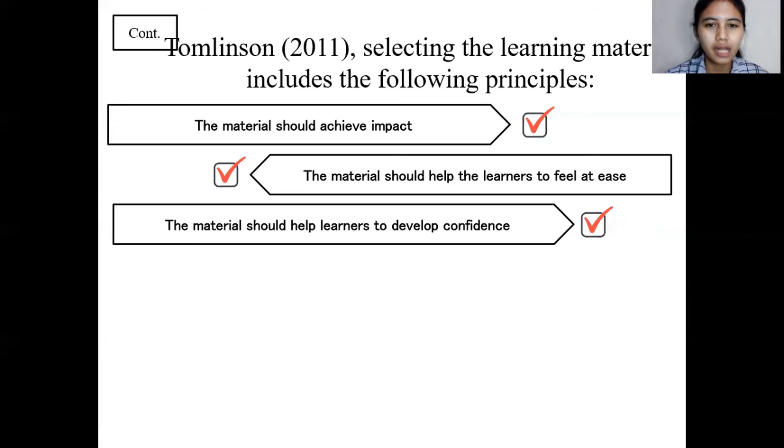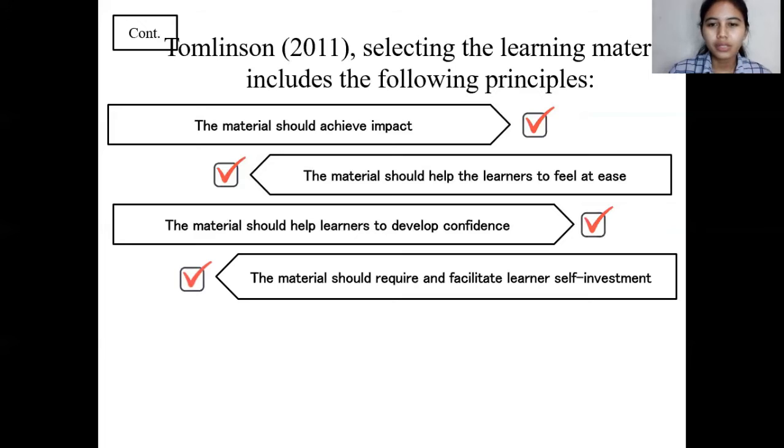The material should help learners to develop confidence. The material can consist of some activities that help the students to develop confidence. For example, speaking or drilling, or maybe fill in the blank to practice their writing skill, and other fun activities that help the learners to develop their confidence.